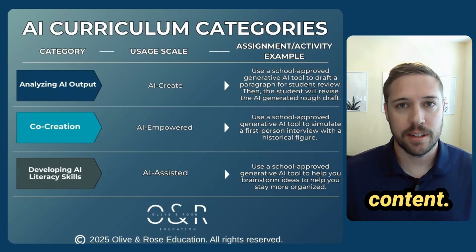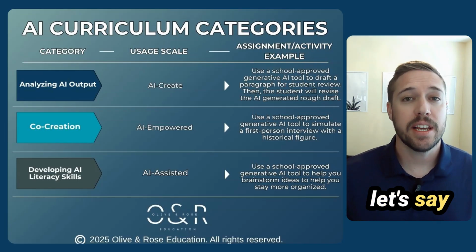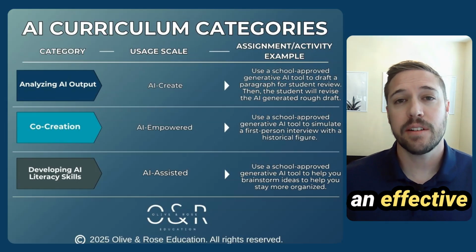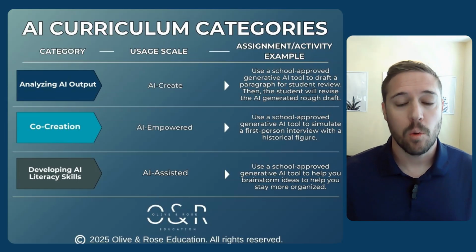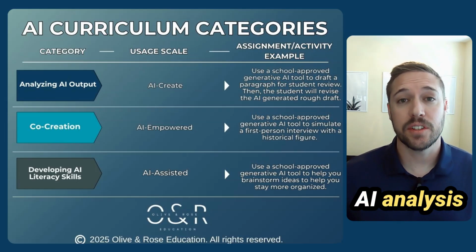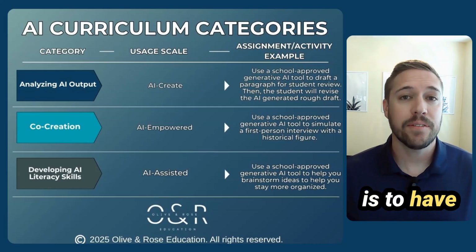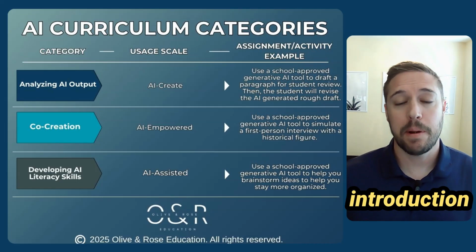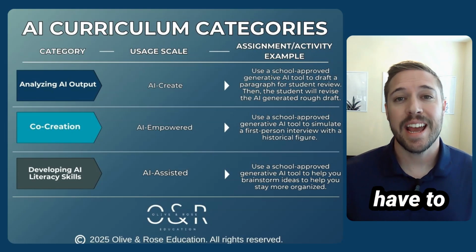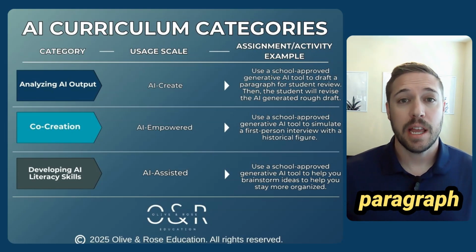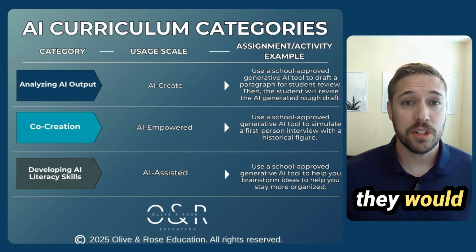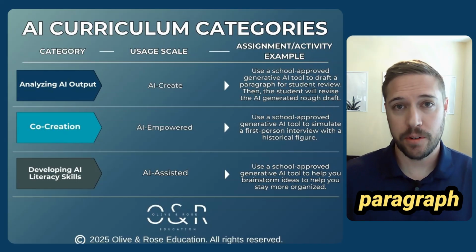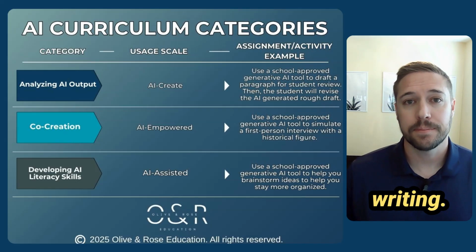AI analysis is creating an assignment or activity that has students analyzing and providing feedback on AI generated content. For example, let's say you're an English teacher and you are teaching your students how to write an effective introduction paragraph. One way to incorporate AI analysis into your curriculum is to have students prompt a generative AI tool to write an introduction paragraph for them. They then have to analyze that paragraph and provide feedback on what they would change, any errors present, and if they would use that paragraph themselves in their own writing.